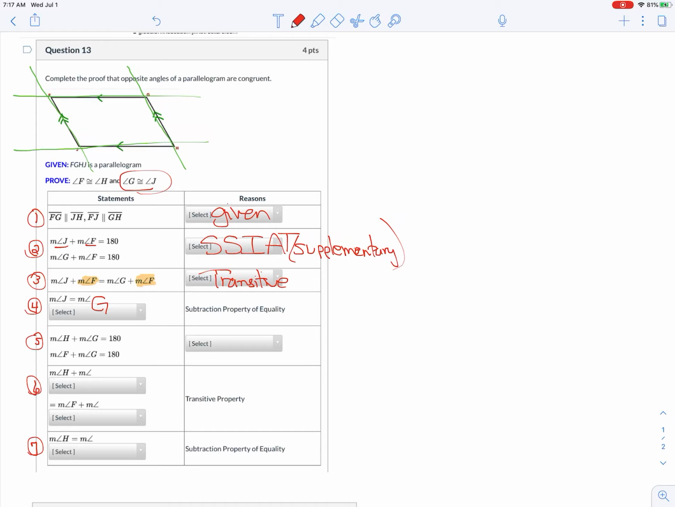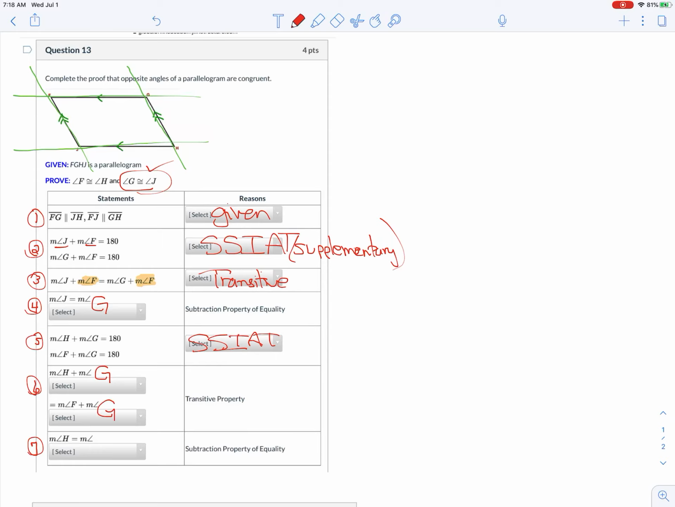So we've got actually the second part of the proof we want to do. Now I think it's the same thing. We just look at it from a different angle. H and G and F and G, that is the same thing. Same side interior angles theorem. Now H and G is congruent to F and G.